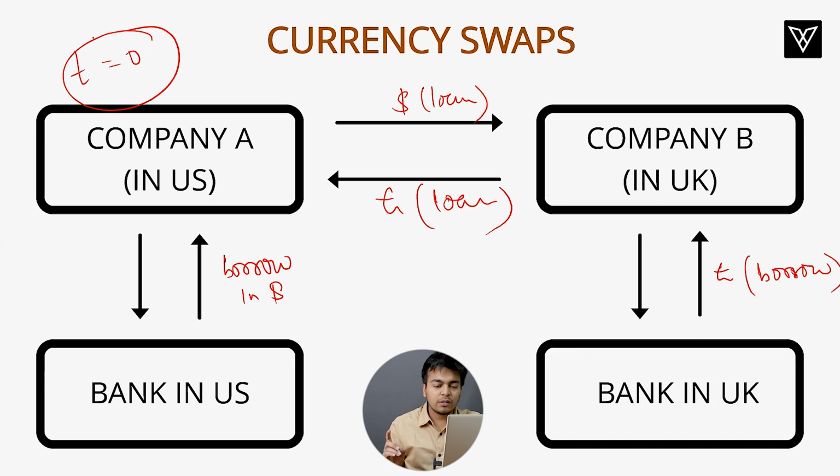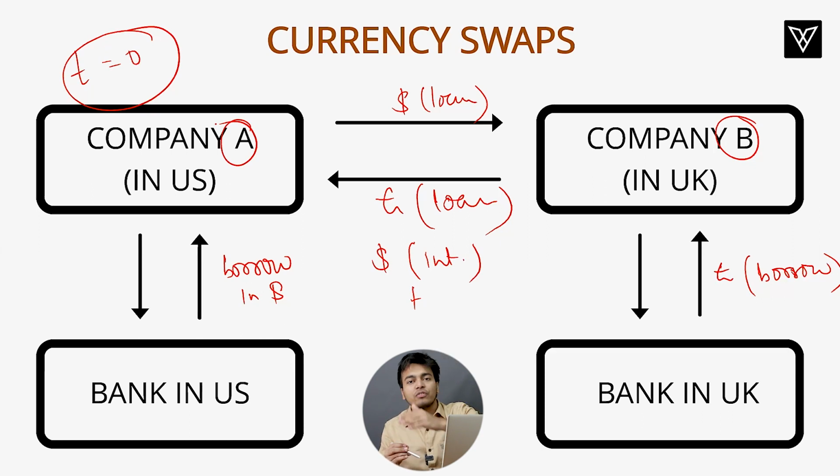Now what we really need to understand is how the interest payment and the final principal payment, that is at the end of the loan, would be repaid. Company B has a loan in terms of dollars, indirectly. So company B would start paying the interest amount in dollar terms, and at the same time would pay the principal amount at the end of the contract. Likewise, company A would start paying the interest amount in GBP to company B, and then indirectly to the bank in the UK. And at the end of the contract, company A would pay the principal amount as well to the bank in the UK via company B in terms of GBP.